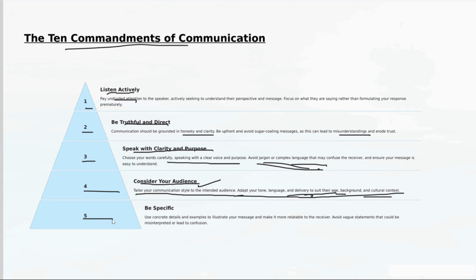Now, fifth, we have be specific. Don't exaggerate, and don't make it so bulky and redundant that the listener becomes bored and your statements get misinterpreted or lead to confusion, right? A brief message would be very good. A small message and perfectly articulated, that is the one that we need, right? Only what is needed should be spoken.